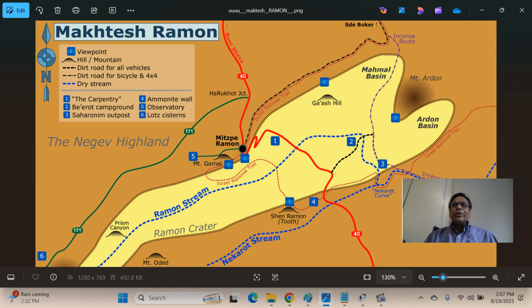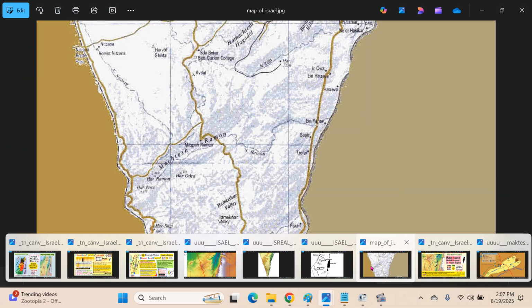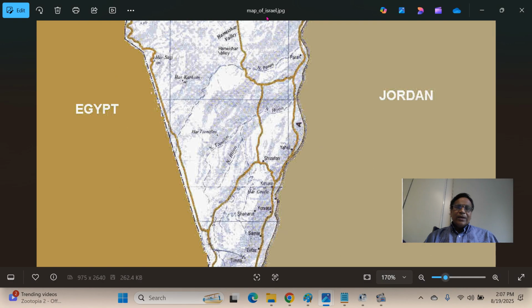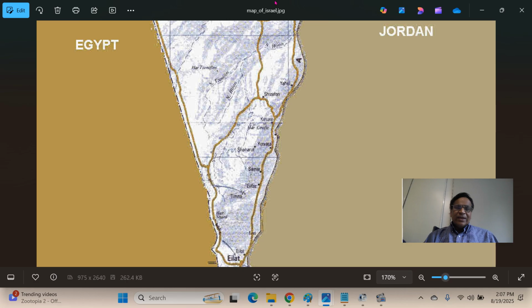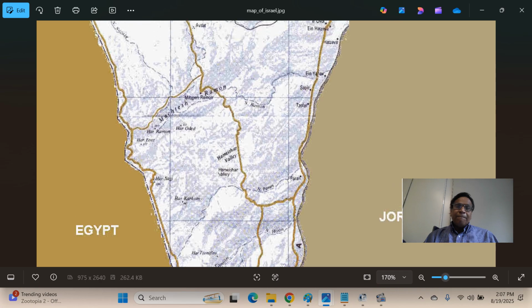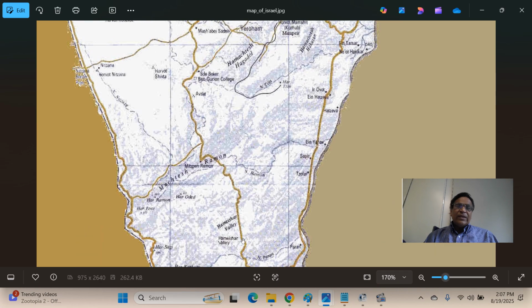Near Sde Boker there is the college of David Ben Gurion and his last remains and all those things. And you can see this in a different perspective. Remember, this is the Negev region. This is Eilat in the bottom portion. And you have the Paran Wadi or Nahal. Above it is the Makhtesh Ramon. Makhtesh Ramon, and this is Mount Ramon.